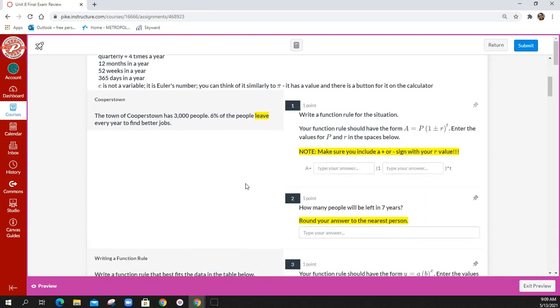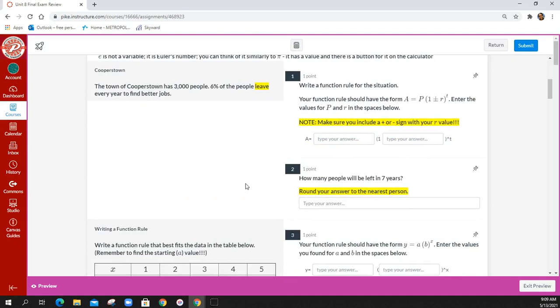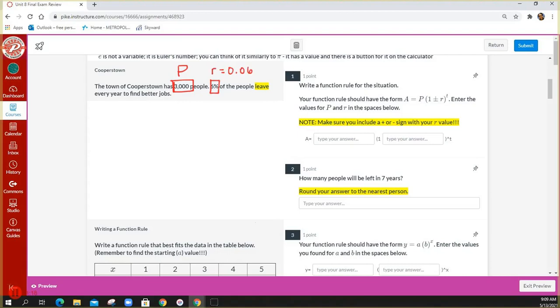So number 1 and 2. It says the town of Cooperstown has 3,000 people. 6% leave. So we're starting out with 3,000. That's your p-value. Your r value, you always change this to a decimal. So it would be 0.06. And because they're leaving, that means we have to subtract the rate.